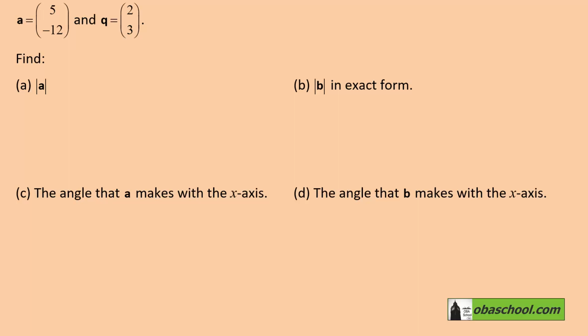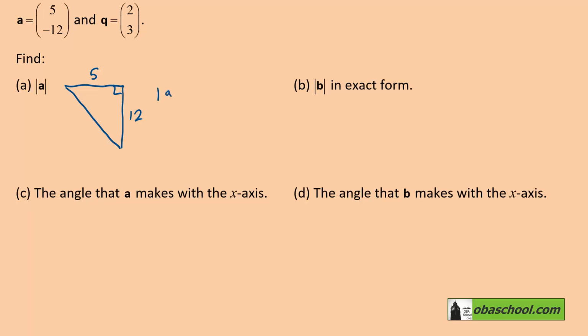A is the vector 5, negative 12, and B is 2, 3. We want to find mod A. Well, it's just Pythagoras. Just to explain, this vector goes 5 to the right and 12 down. And the hypotenuse of this right-angled triangle is the modulus of A, or the length of this vector.